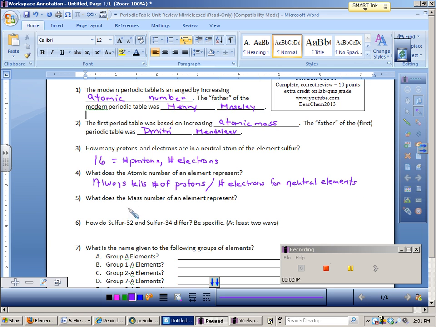What does the mass number represent? Mass number always represents the sum of our particles in the nucleus, which means the sum of protons and neutrons.